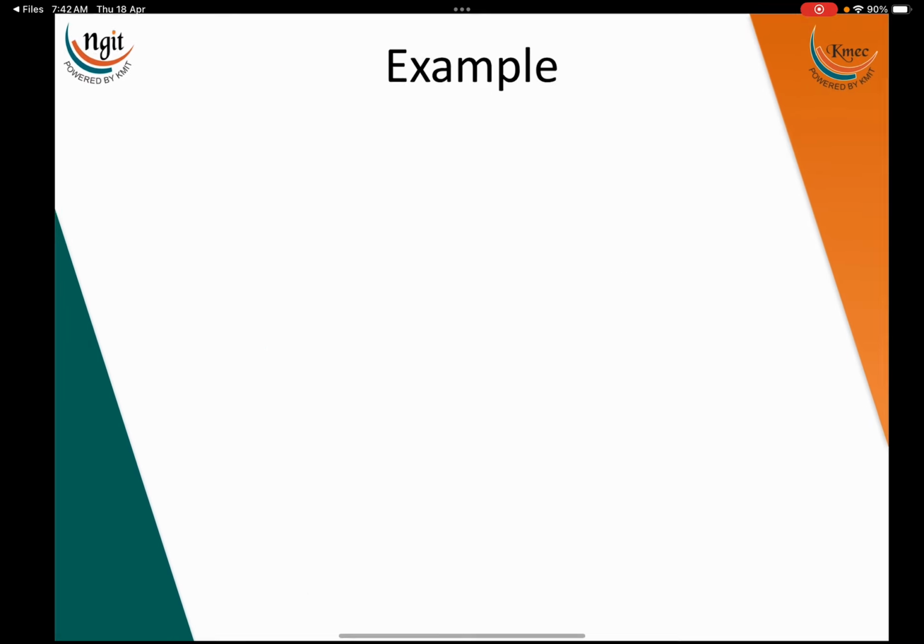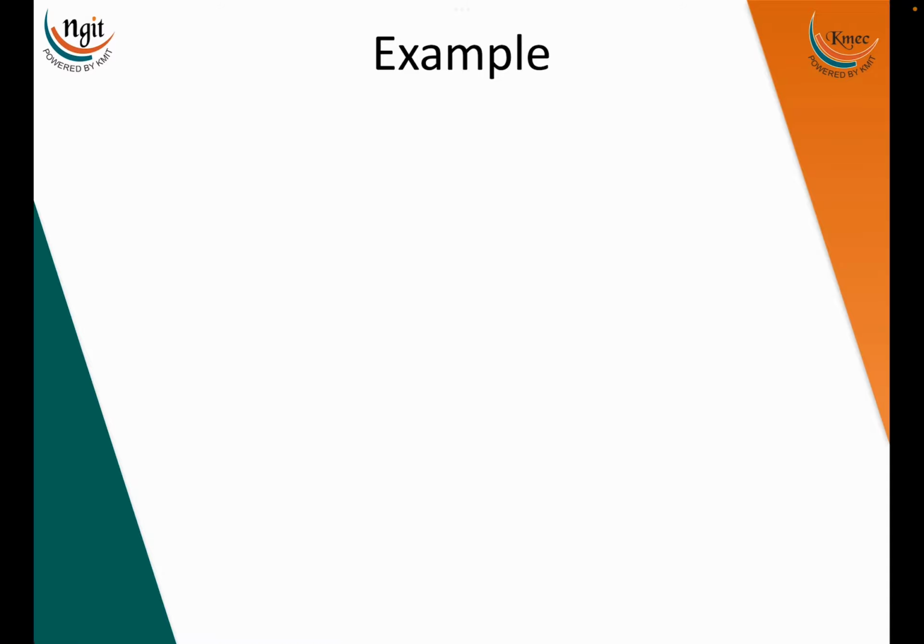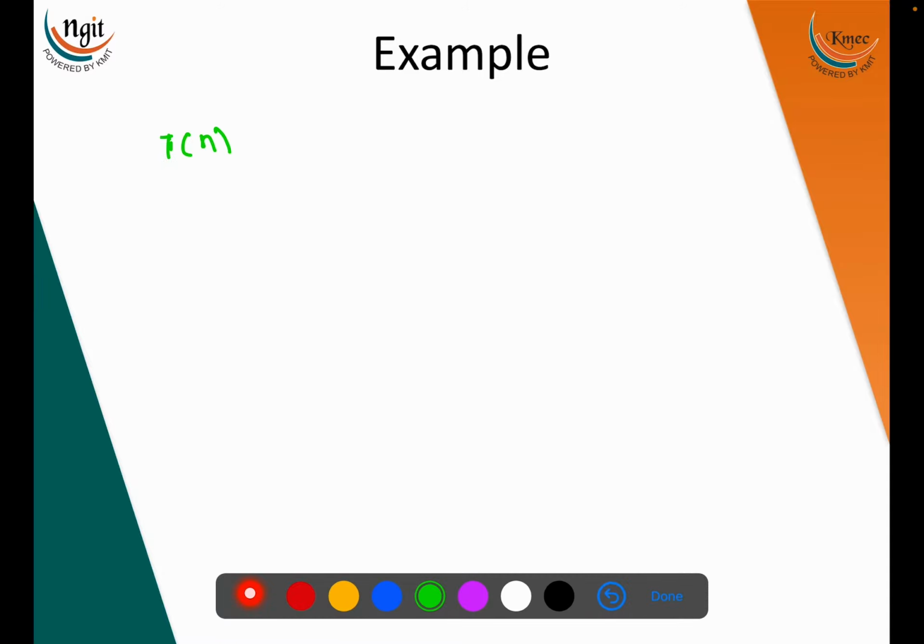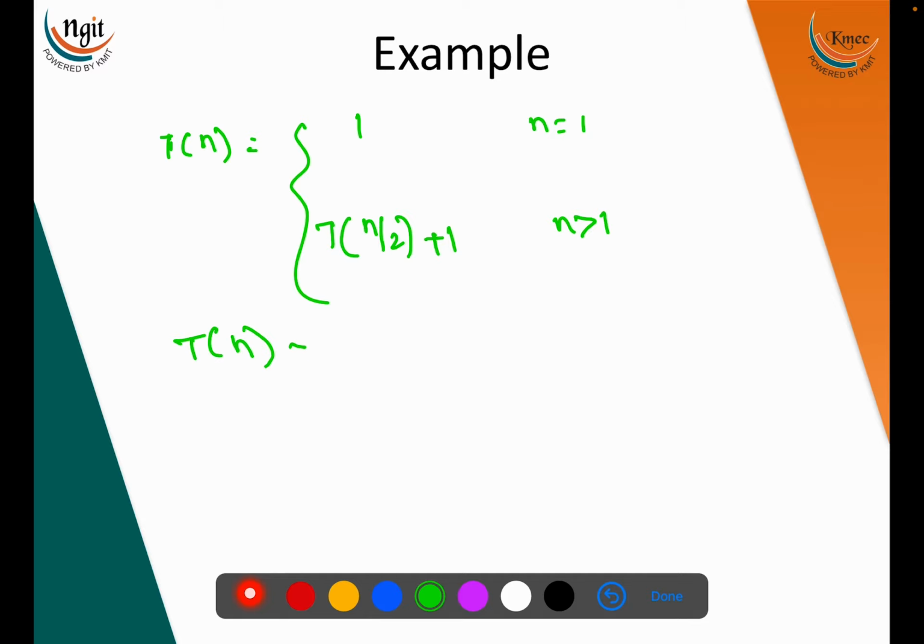Now T of n is equal to 1 where n is equal to 1, and T of n by 2 plus 1 where n is greater than 1. So this is the time complexity of the recursive binary search. That means T of n is equal to 1 into T of n by 2 plus 1.